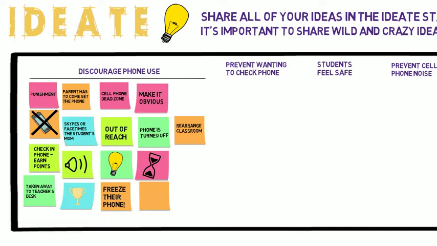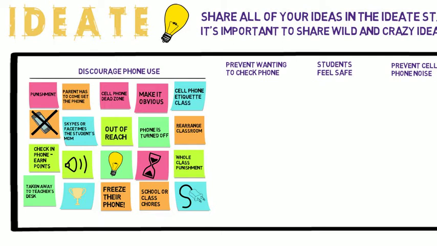What if students who are caught using their phone get school or class chores? Maybe there is a whole class punishment for violations. This could create peer pressure so everyone wants to follow the rules. Maybe students could earn the right to use an outlet to charge their phone. Maybe there's a cell phone etiquette class that is not just punishment but awareness on problems phones cause.